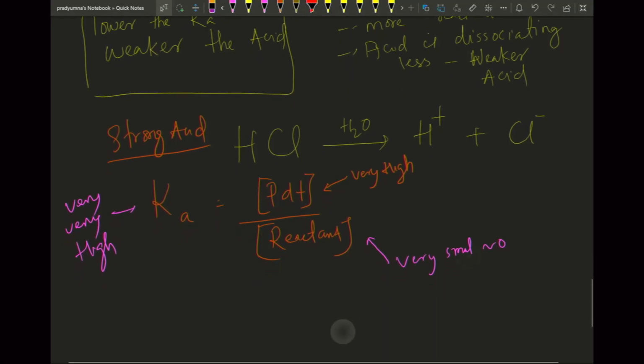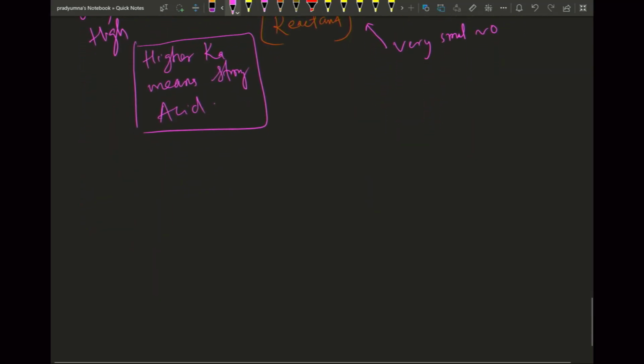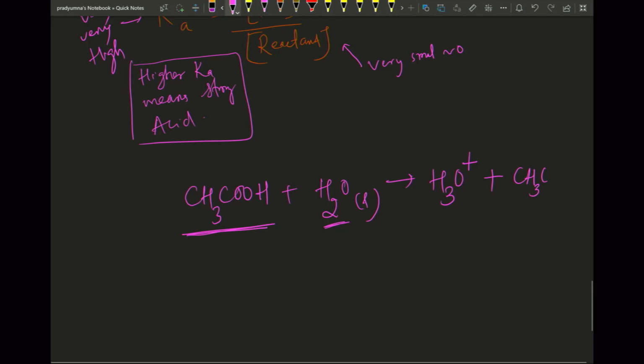You can put this in your box: higher Ka means strong acid. All right. In books, you will find it written like this. The concept doesn't change. But remember, I told you before, the H+ ion does not stay as an H+ ion. In books, you'll find it like this, and both are correct. There is nothing wrong with either approach. Water is going to extract a proton, so it becomes H3O+, and the CH3COOH is the one that's going to lose the proton, becoming CH3COO-.